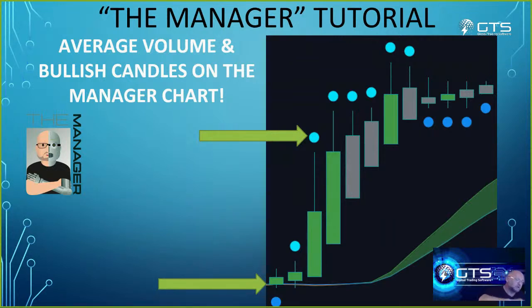Any questions on the combination of the volume, the accumulation candles, and the higher or lower volume? Any questions on that before we go on?